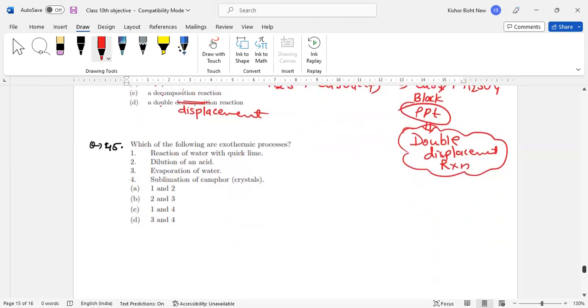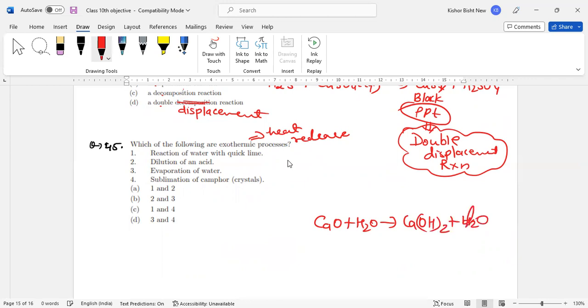This is the last question. Which of the following are exothermic processes? Exothermic means heat release. The reaction of water with quicklime: CaO plus H2O gives Ca(OH)2 plus heat. This is exothermic as well as a combination reaction. So this is correct.